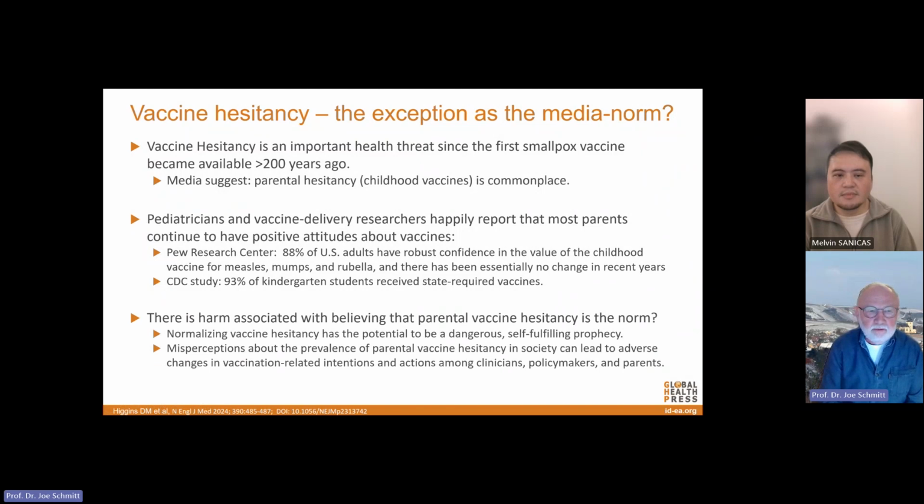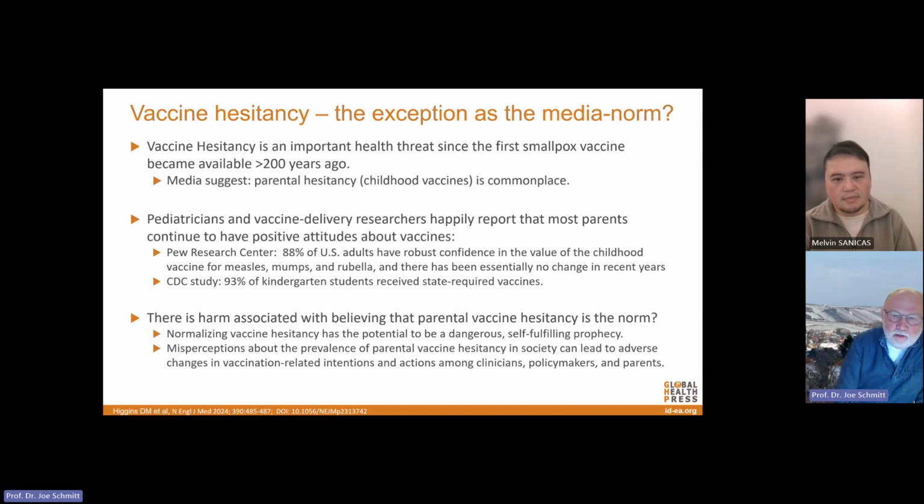And they think that there is even harm associated with believing that parental vaccine hesitancy is the norm. And I think they have a very good point there. And maybe we should stop speaking about vaccine hesitancy and should use the term vaccine confidence. There may be a lack of confidence, but that is the minority. And they have some suggestions on what could be done there.